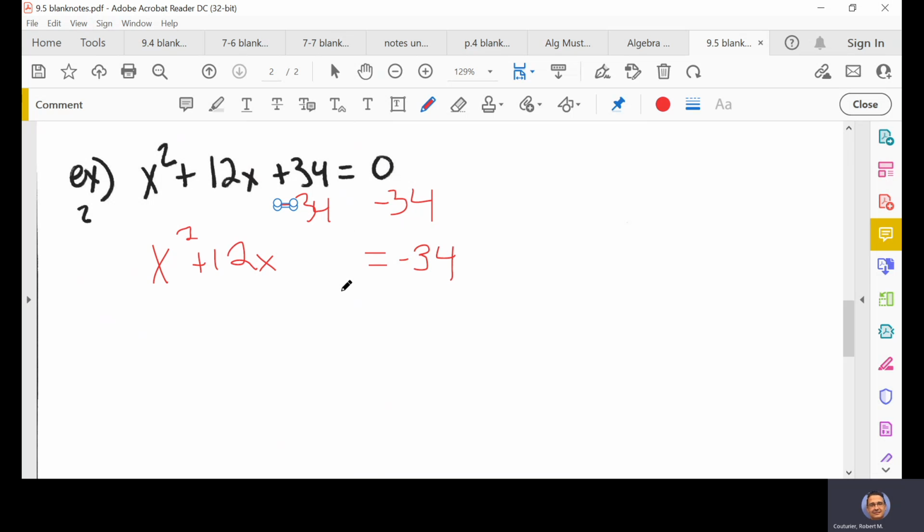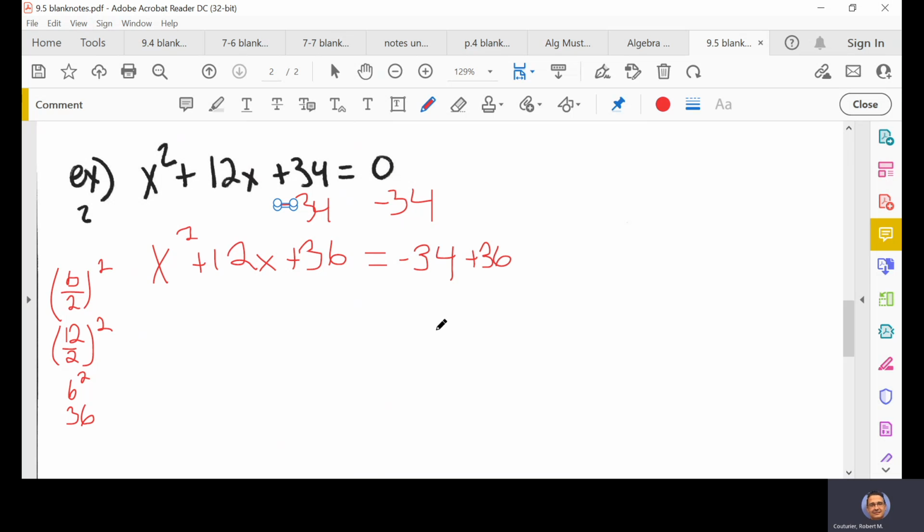This is part of the number that we have to add to both sides to help complete our square. We take b, we divide by 2, we're going to square it. Okay, so b was 12 divided by 2 squared. That's 6 squared, which gives us 36. This is our side work. If I add 36 to one side, I have to add 36 to this side.